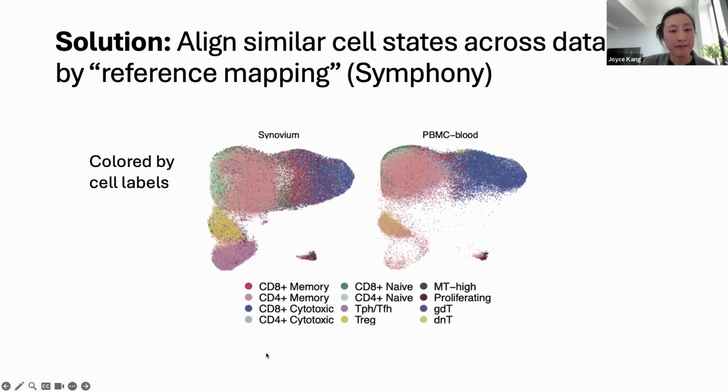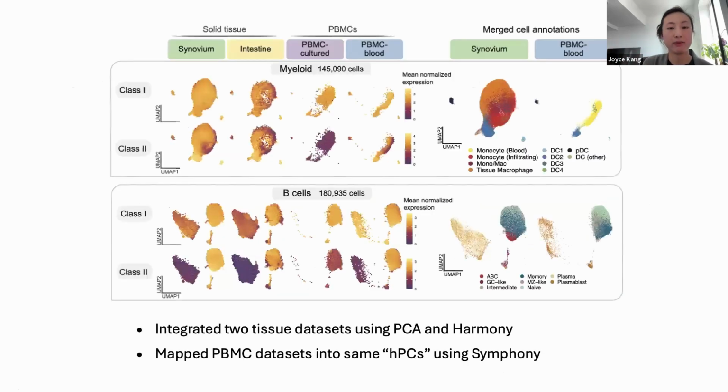Here we have those cells colored by their cell states. You can see similar cell states across data sets align, which is what we wanted. That was an example with T cells. We did the same thing with myeloid cells and with B cells, so we could take the multiple data sets, align all the cells within the same cell type, and look at patterns of HLA expression across these different cell states.